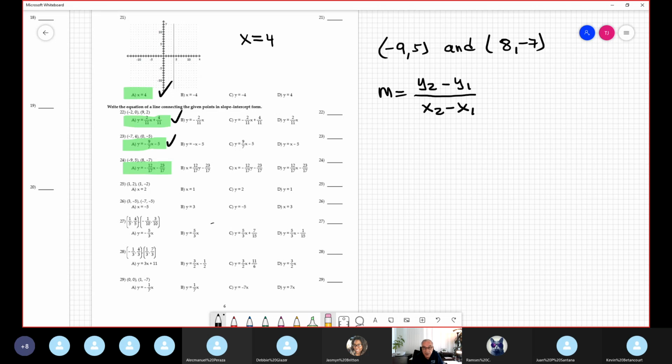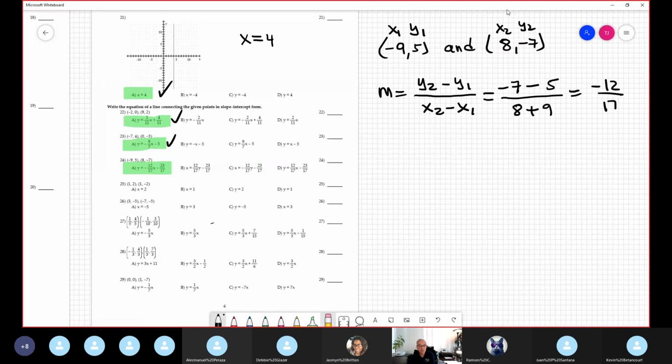Guys, I repeat again, organization is extremely important in mathematics. So y2 is negative 7 minus y1 is 5. x2 is 8 minus plus 9. This is minus 12 over 17. Okay, this is my slope. No problem, I understand.